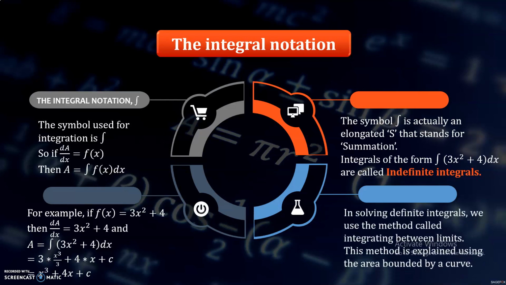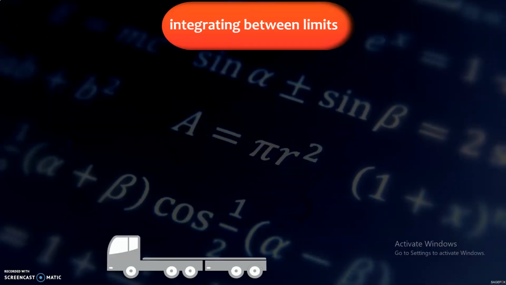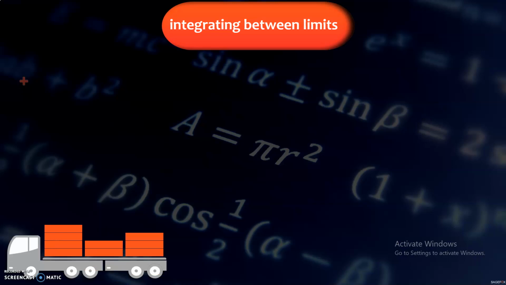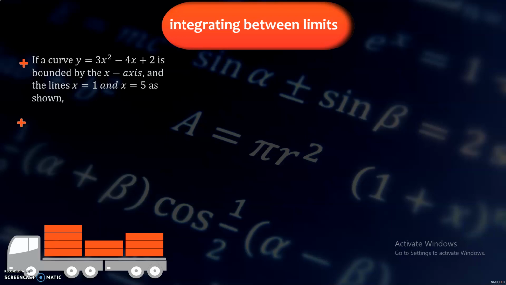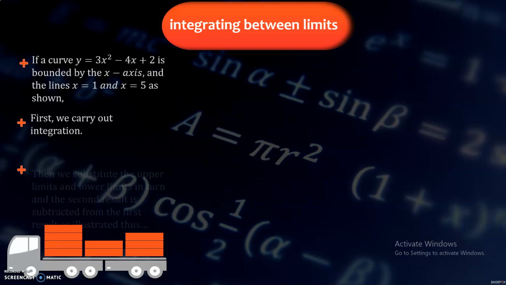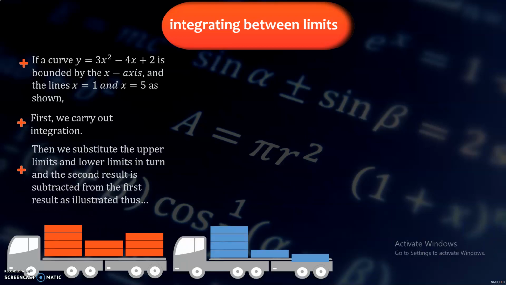In solving definite integrals, we use the method called integrating between limits. This method is explained using the area bounded by a curve. So let's have a peep into what integrating between limits means. If a curve y equals 3x squared minus 4x plus 2 is bounded by the x-axis and the lines x equals 1 and x equals 5 as shown, first we carry out integration, then we substitute the upper limit and lower limit in turn, and the second result is subtracted from the first result as illustrated thus.